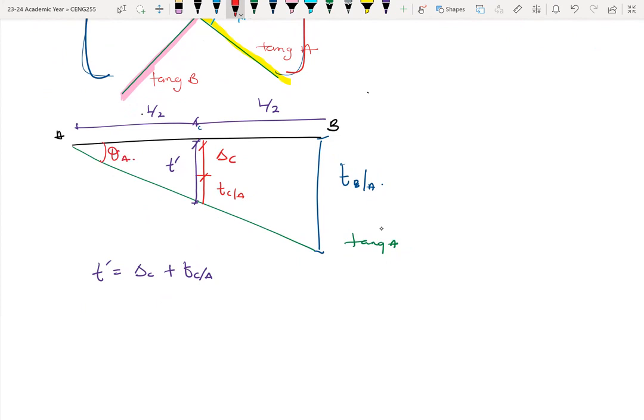Okay. So using the principle of similar triangles, we can say that T prime will be equal to TBA over 2. So the height T prime will be the same as half the height TBA. All right, similar triangles. Okay.